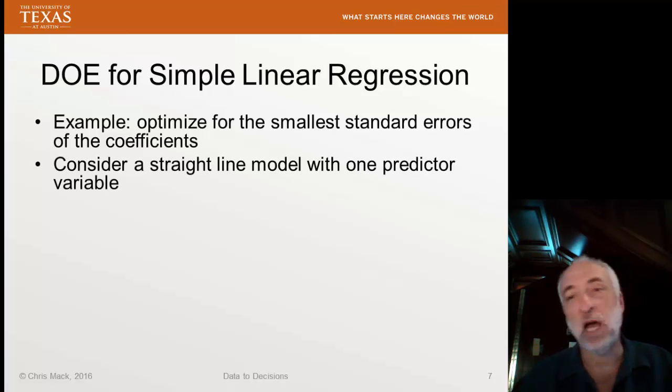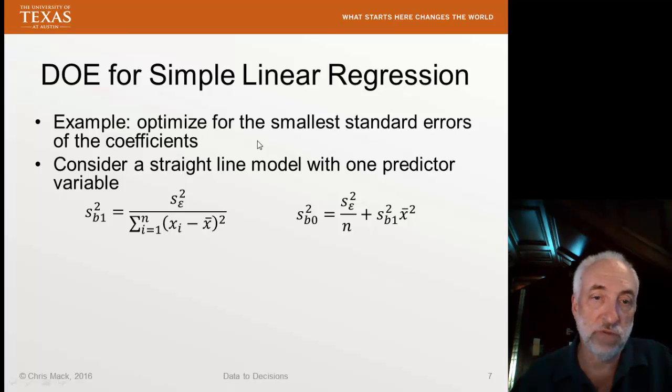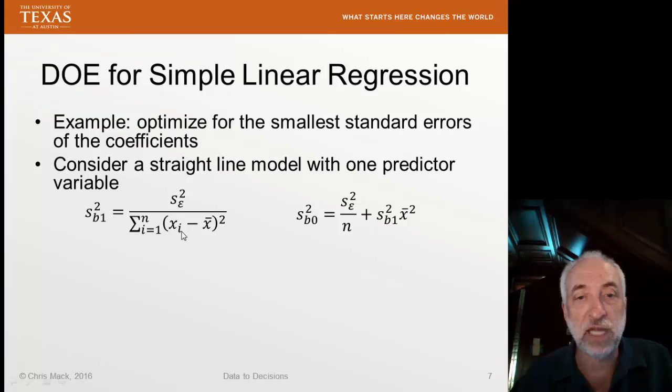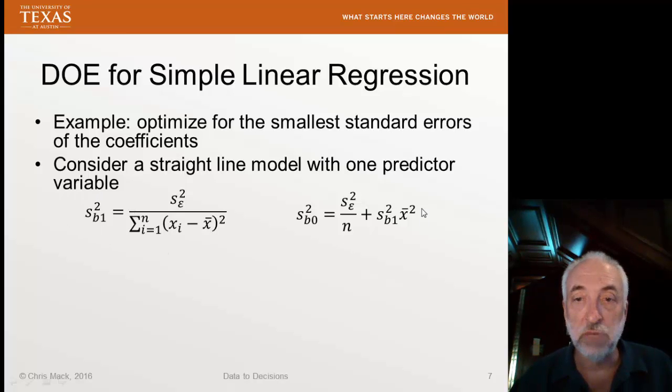All right, so I've got a straight line model, I have one predictor variable, and I know exactly what the equations are for the variance of the slope and the variance of the estimate of the intercept. You see, it's of course a function of the variance of the residuals, but it's also divided by the sum of (xi minus x bar) squared. xi are the values of the x variables. This is what I'm designing. I'm deciding what values of xi to use in my experiment. Anything that minimizes the variance of the slope also minimizes the variance of the intercept.